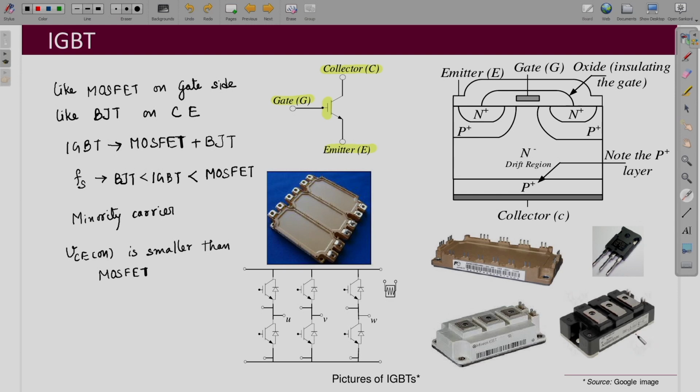Now, these are some of the pictures of your IGBT. This is a discrete IGBT. Okay, you can see the 3 legs that are there, collector, emitter and gate. And then IGBTs are also available in the module form, integrated module form. So, this is one leg of an IGBT, this is by Infineon, and this is also 2 IGBTs together.